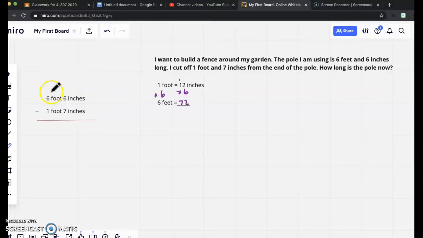So we have 72 inches plus 6 inches. Because that's 6 feet and 6 inches. And 72 plus 6 is 78. All right, so we have 78 inches. Now we have 1 foot and 7 inches. Well, we know 1 foot is 12 inches, so it'll just be 12 plus 7 is equal to 19. And now to find the difference, because that's what we had to do originally, we just have to subtract.